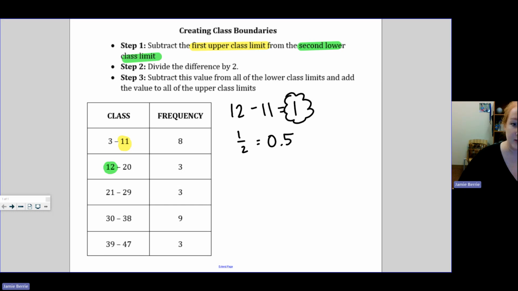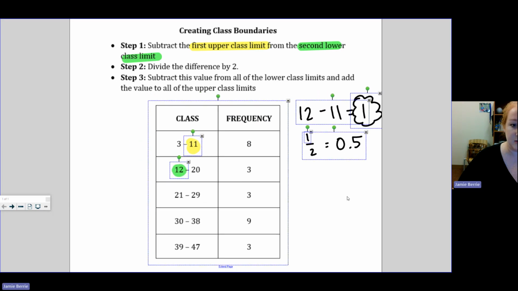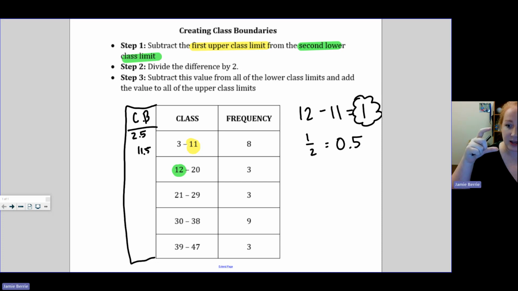So, for example, let me see if I can move all of this way. Perfect. So if I'm making my little class boundaries, we'll call that CB for class boundaries. My lower class boundary here, I would take 3 and subtract 0.5. So that's going to be 2.5. My upper class boundary, I'm going to take my upper class limit and add 0.5. And that just kind of gives you a boundary for that particular class.